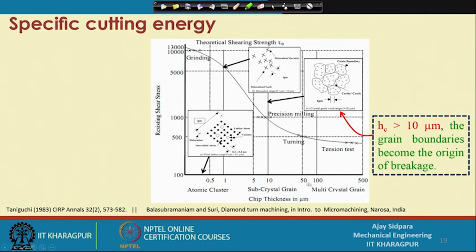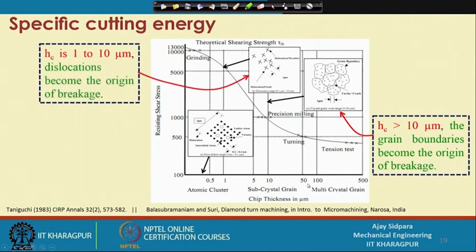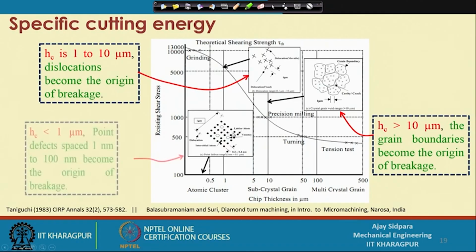But if you reduce this uncut chip thickness to around 10 micron or something, then it is looking at the defects within the grain. So, now you have to look around the dislocation or some other things which will allow this tool to pass through the cutting edge. This is the second thing, and if you go further inside, when your uncut chip thickness is less than 1 micron, then you are actually looking at the atomic scale, where you have to find the vacancy and the dislocation, atoms and everything.